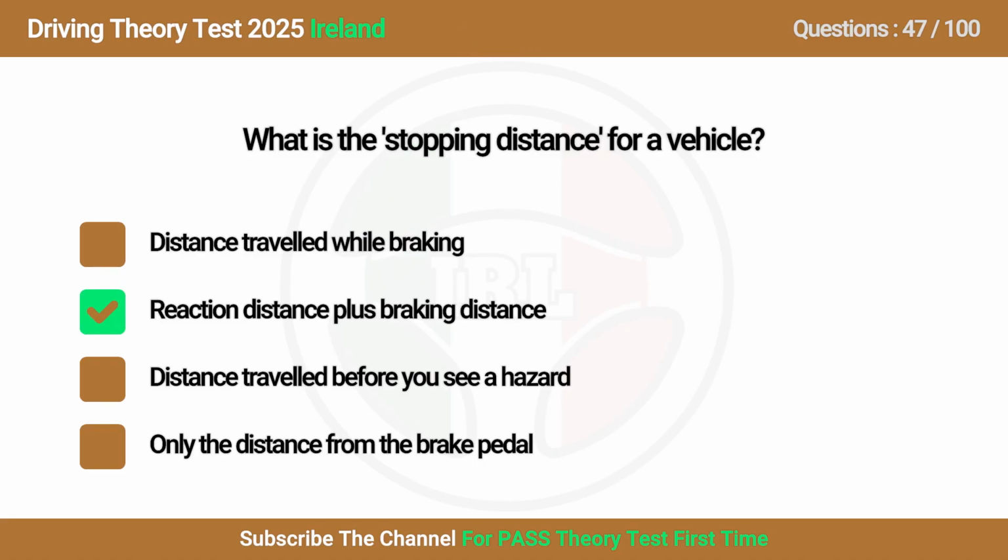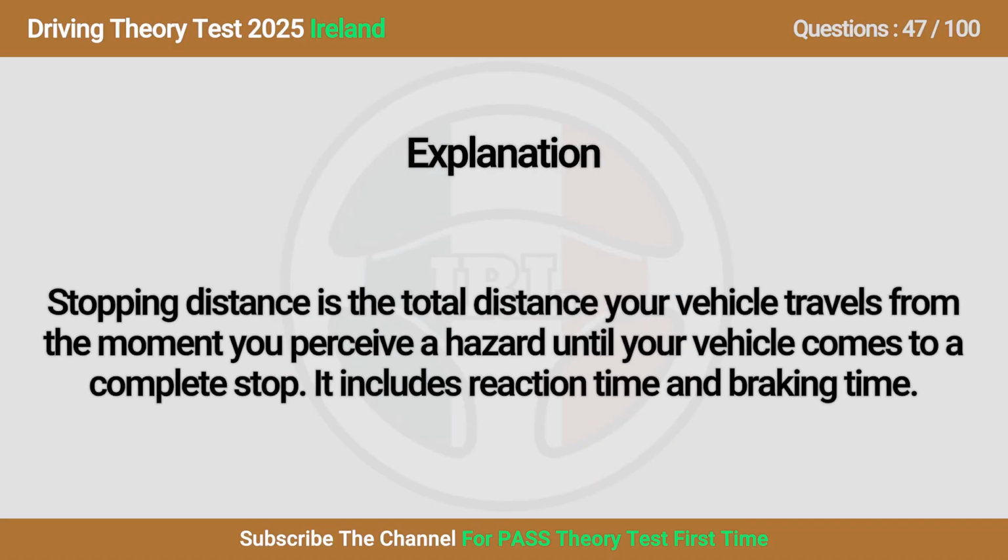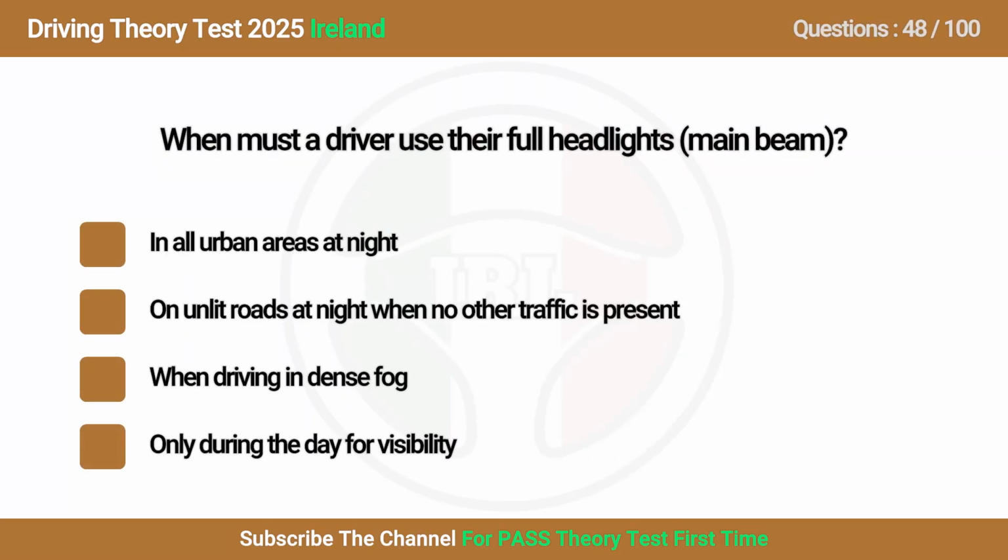Answer is B. Reaction distance plus braking distance. Stopping distance is the total distance your vehicle travels from the moment you perceive a hazard until your vehicle comes to a complete stop. It includes reaction time and braking time. Question 48. When must a driver use their full headlights, main beam?